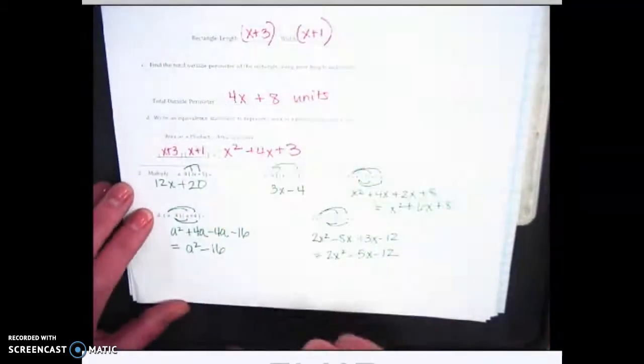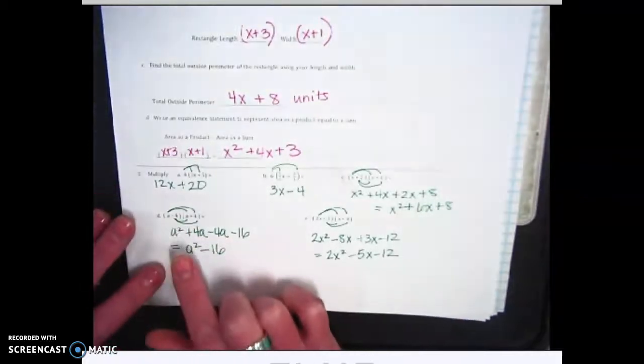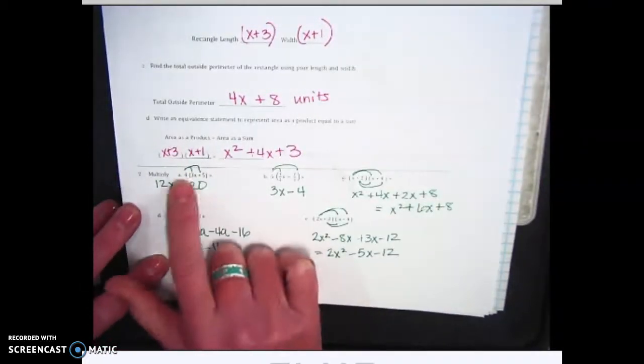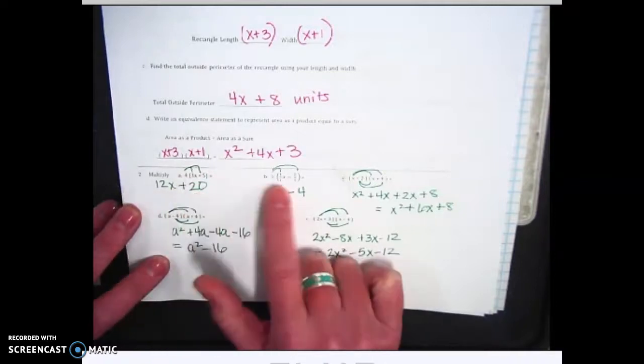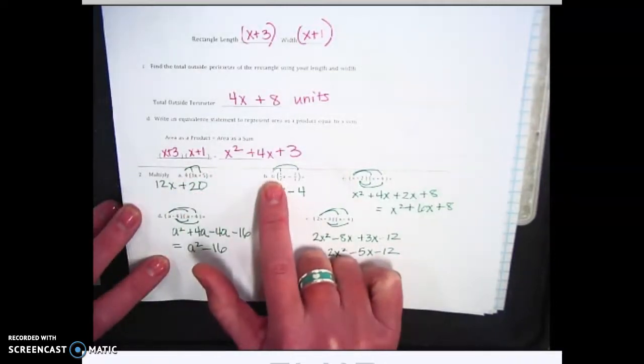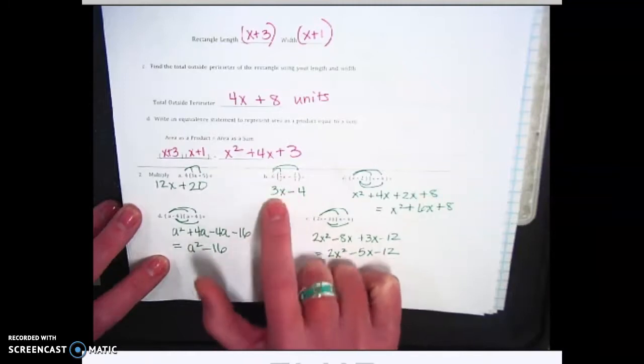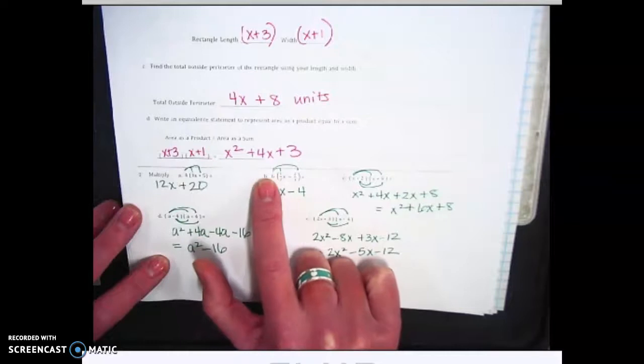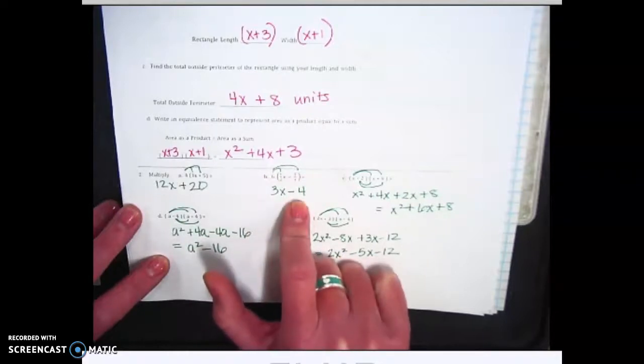Question number 2, they're asking you to multiply. So I distributed the 4. 4 times 3x is 12x. 4 times 5 is 20. Part B, I distributed the 6. So 2 goes into 6 3 times. 3 times 1x is 3x. 3 goes into 6 twice. 2 times negative 2 is negative 4.